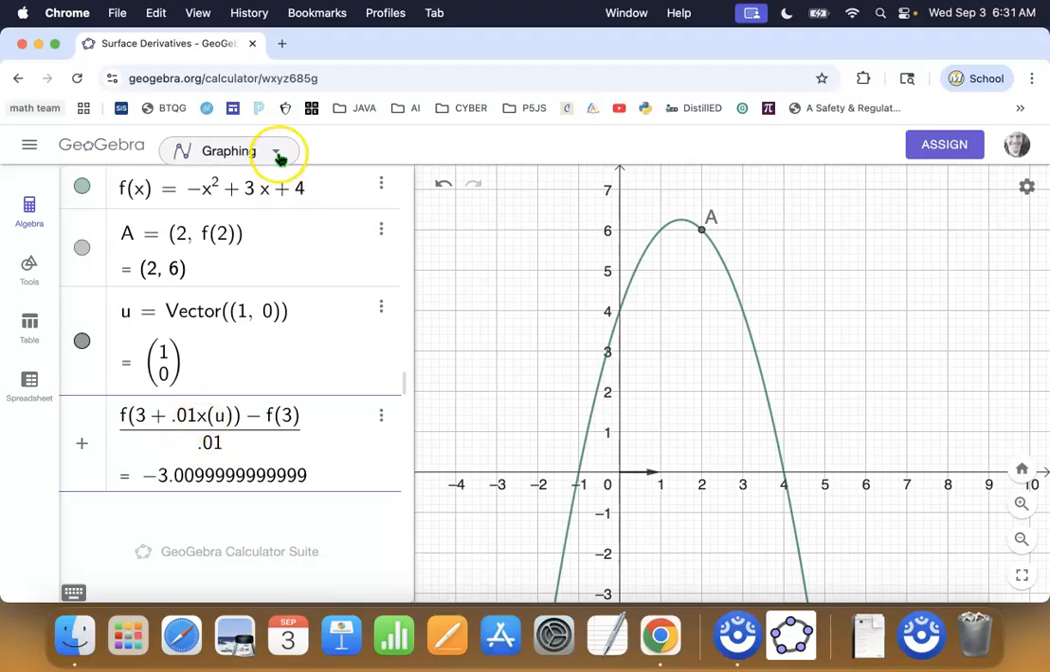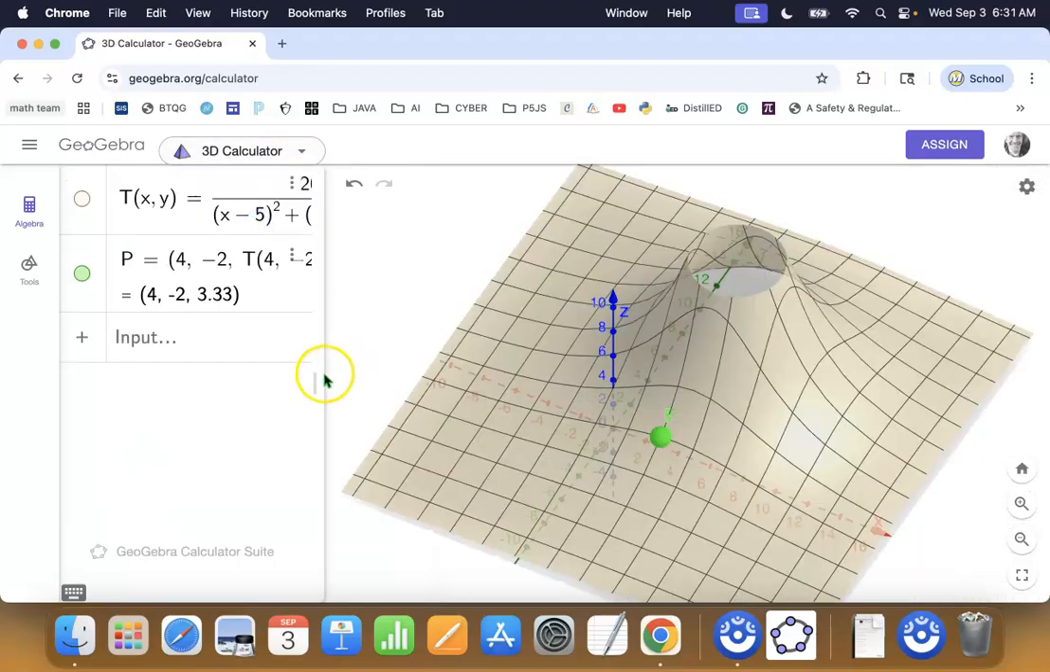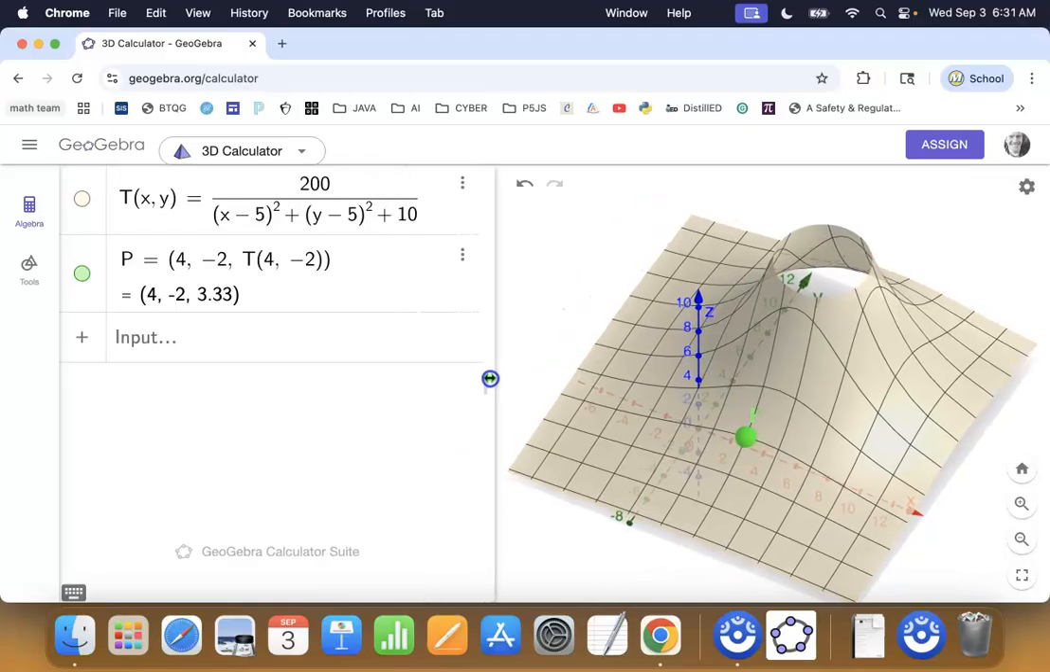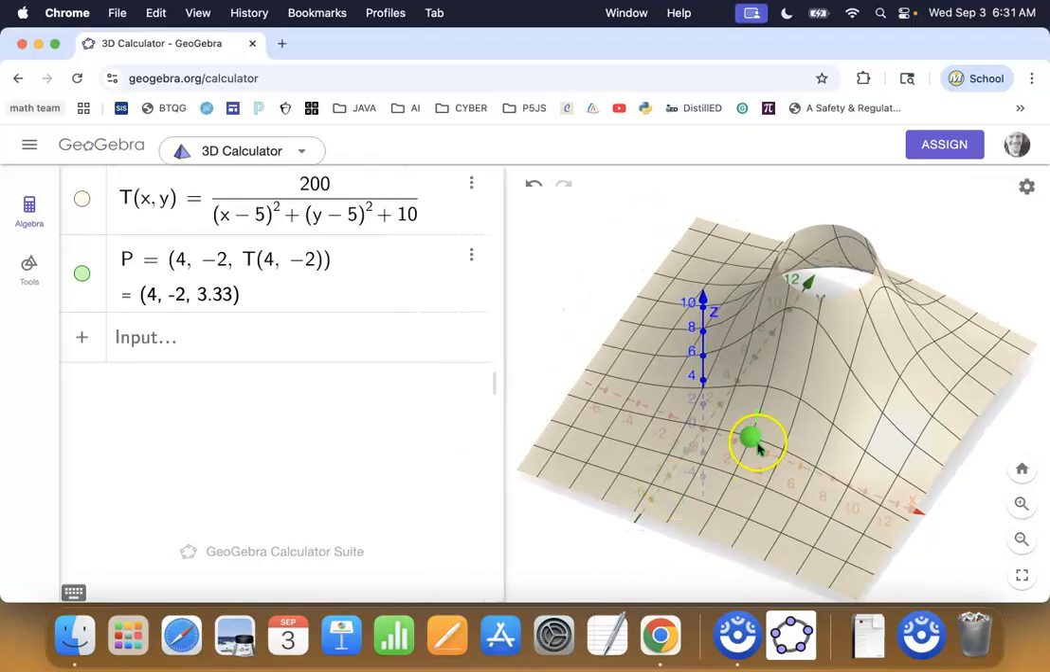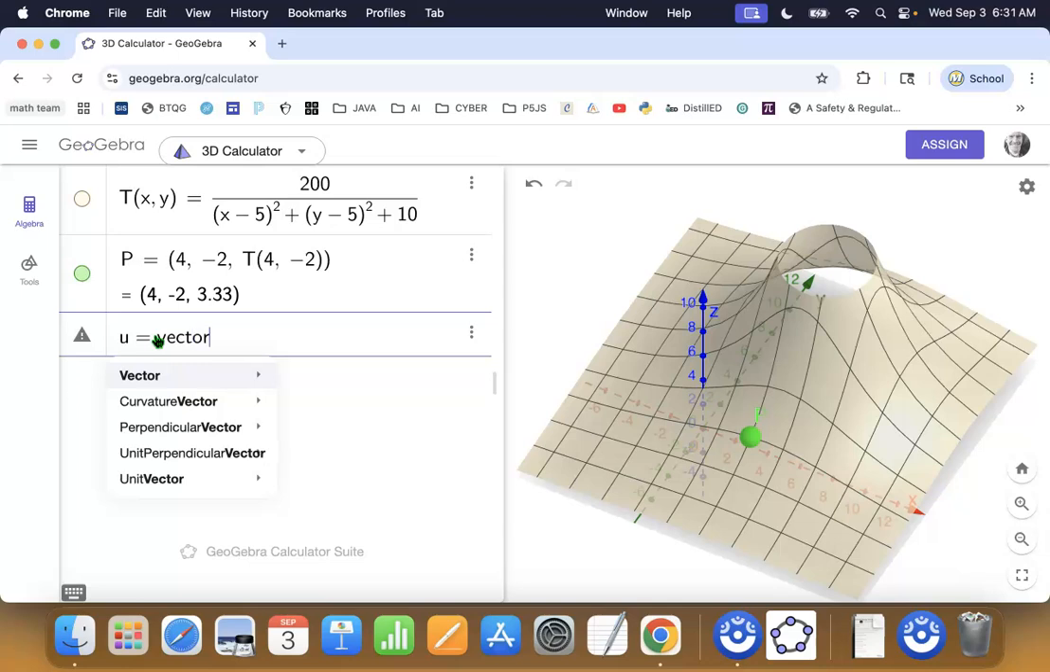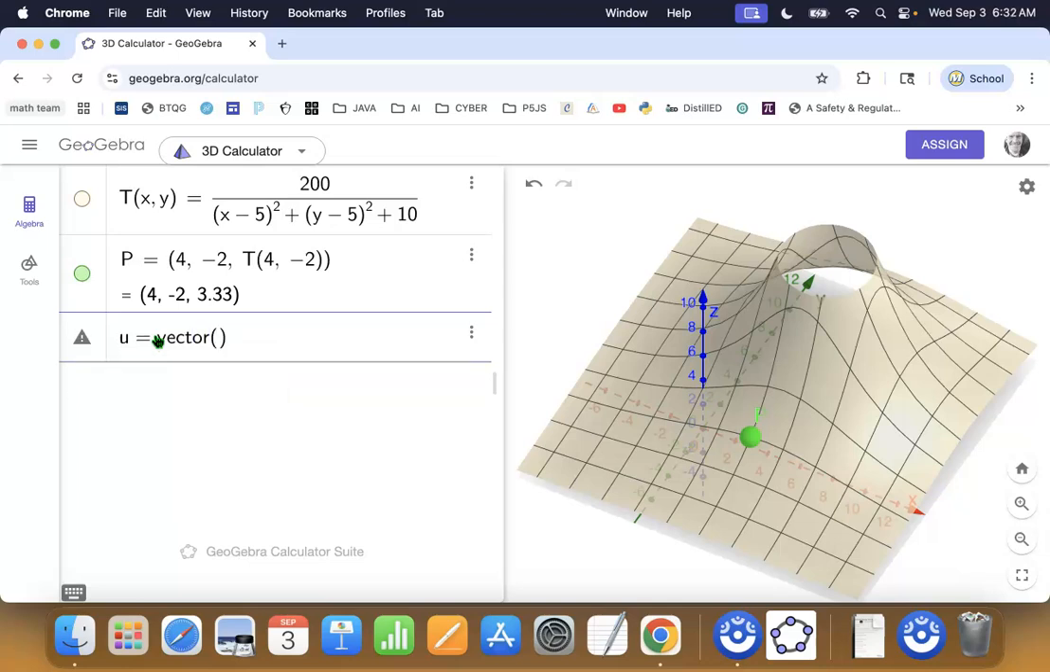Now let's go back to the 3D version. So here's my temperature profile, and there's my point P, and here's my function. And so I need a direction to move from that point, and the direction is going to be given in terms of the xy plane. So it's going to be a unit vector, and I will choose the vector like that we've seen already. I'm going to choose 0.6, 0.8. All right?